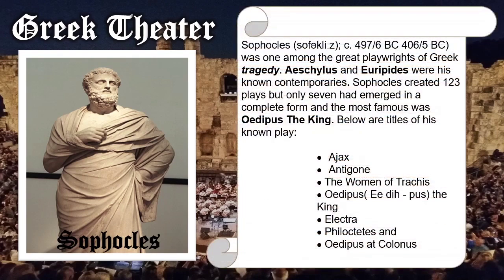In Greek theater, Sophocles was among the great playwrights of Greek tragedy. Aeschylus and Euripides were his known contemporaries. Sophocles created 123 plays, but only 7 had emerged in the complete form, and the most famous was Oedipus the King. Below are the titles of his known plays. The first one is Ajax, Antigone, The Women of Trachis, Oedipus the King, Electra, Philoctetes, and Oedipus at Colonus.